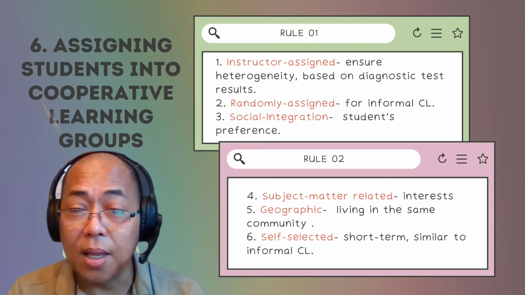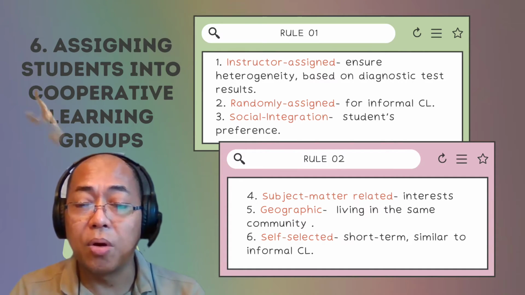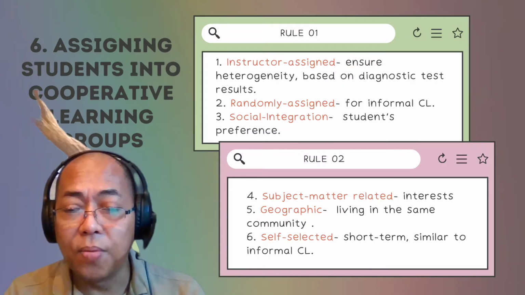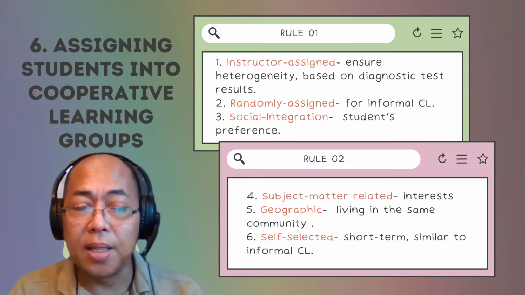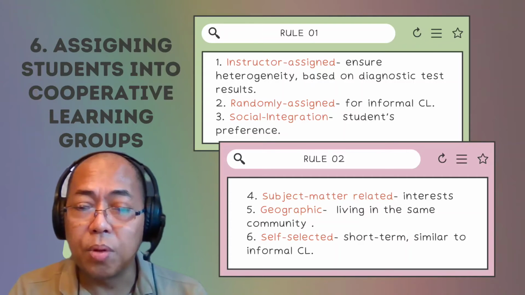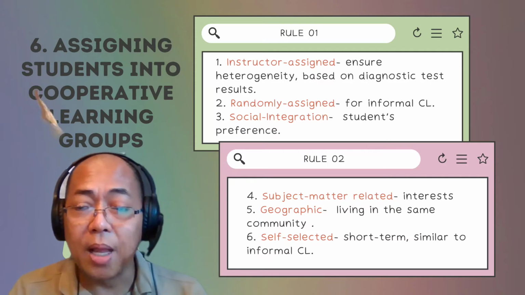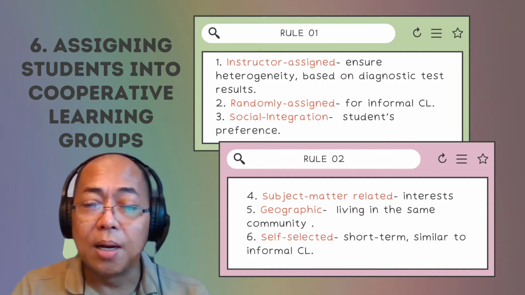So that's geographic assignment or groupings. Students are grouped based on where they live, the community they live in. And finally, the self-selected groups. In this grouping, the instructor simply asks the students to group themselves.